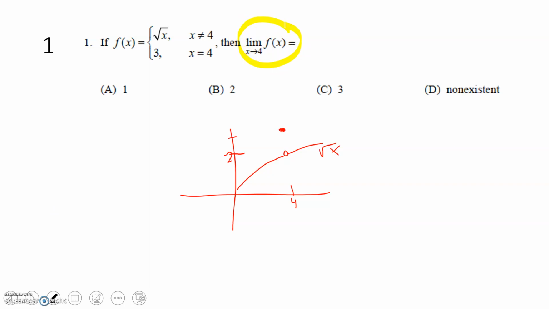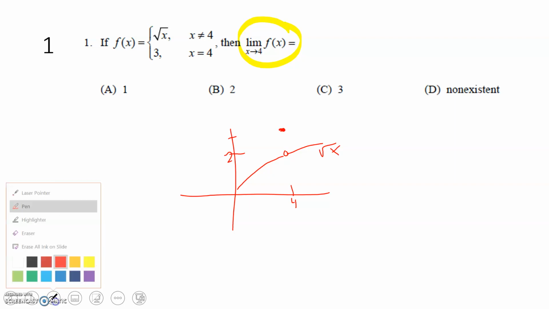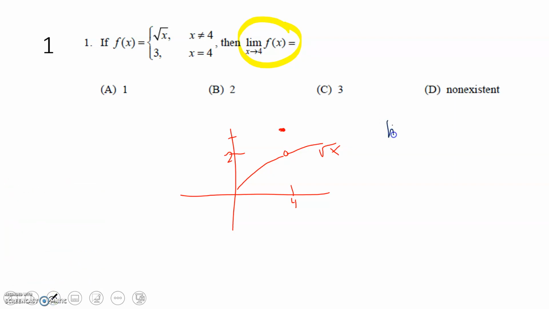Now, remember, in order to find the limit, we will be checking from both directions. So what we want to do is check the limit as x approaches 4 from the left, and check the limit as x approaches 4 from the right. Now, when we look at the graph here, we can see that if we come from the left, we are approaching 2. And if we come from the right, we are also approaching 2.